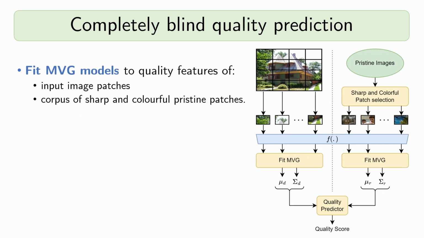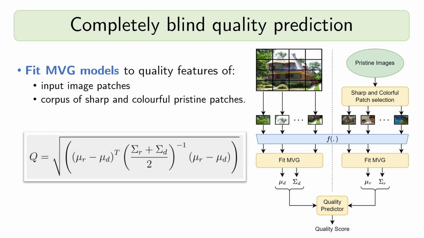Now, to predict the quality score, we pass multiple patches of the input image through our learned feature encoder to fit a multivariate Gaussian model on the features. The same procedure is applied on a corpus of pristine image patches. Finally, to predict the quality score, we compute the distance between these distributions.